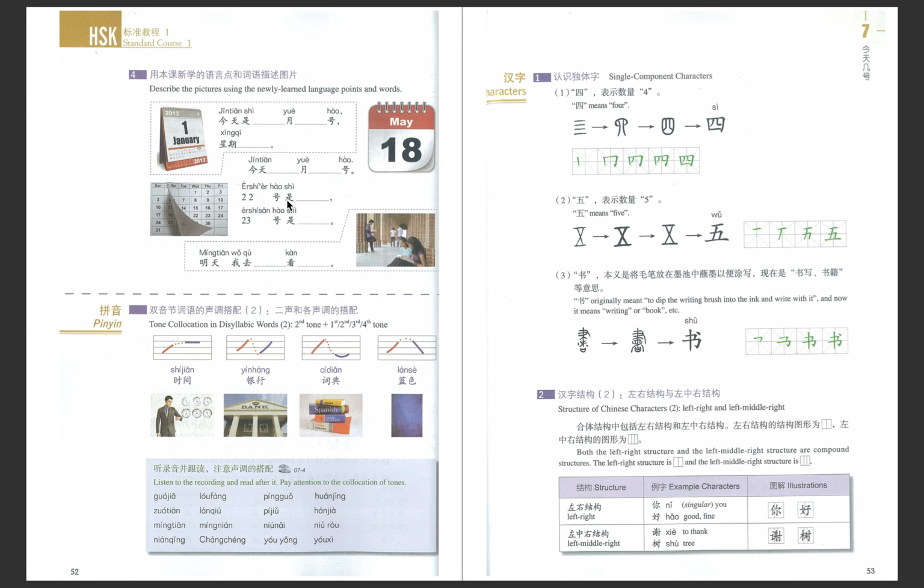22号是: if you don't feel comfortable with the numbers, go back to lesson 5. 22号是 here is asking, so the 22nd is which day? So on the calendar it's Wednesday. You put 星期三, the third day of the week. And next, 23号是 the 23rd would be, in this picture, Thursday. You put the fourth day of the week, Thursday.